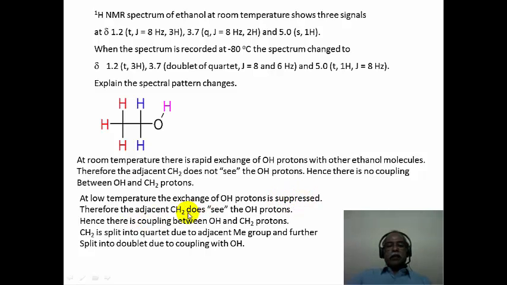Therefore, the adjacent CH2 does see the presence of the OH proton. Hence, there is coupling between OH and CH2. CH2 is split into a quartet due to the adjacent methyl and further split into a doublet because of the adjacent OH. So the OH coupling and the CH3 coupling is what makes this multiplet a doublet of quartets in the low temperature NMR spectrum of this particular molecule.